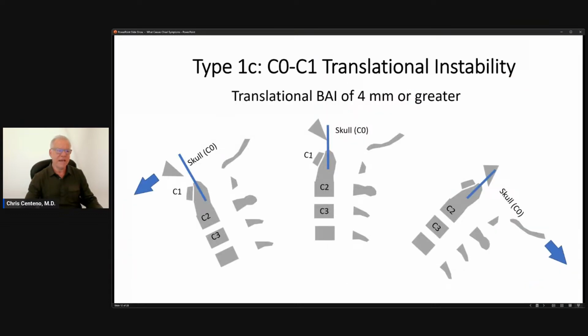So as you can see here, the type of craniocervical instability we're going to be looking at is what I call CCI type 1C, or C0C1 translational instability. And that's a translational BAI of 4 millimeters or greater. That's just skull sliding. So here I've tried to illustrate that the skull is sliding on the cervical spine. So that's the kind of CCI we're talking about.